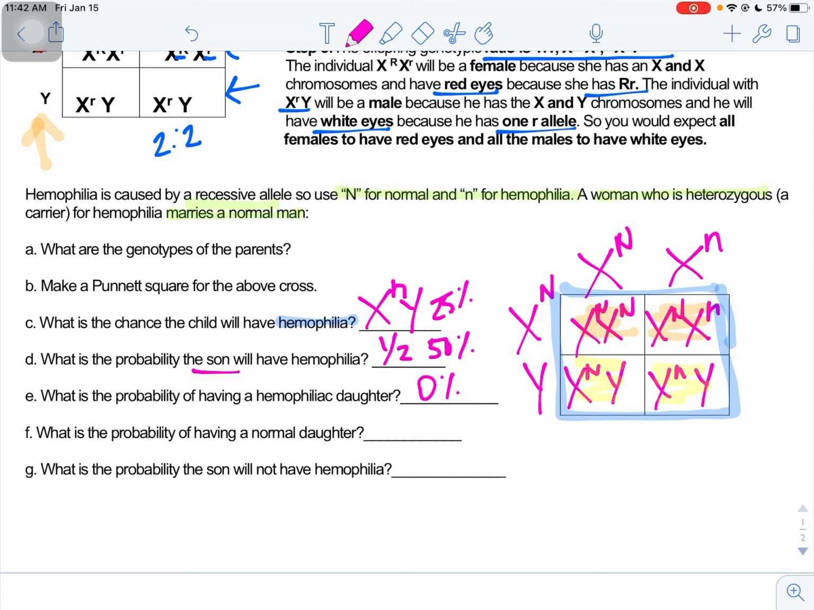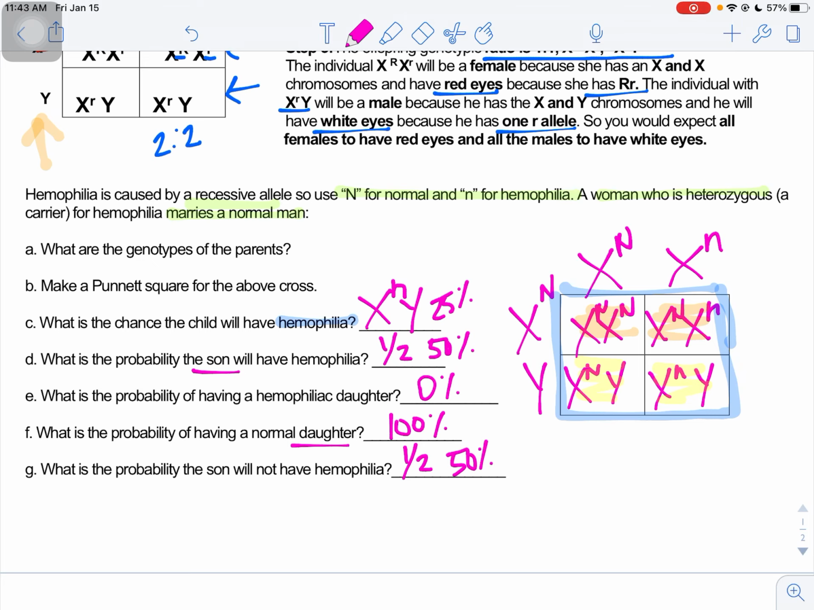So what is the probability of having a normal daughter? Again, we're looking just at the daughters because it's specified daughter. So out of the 2 daughters, what is the probability of having a normal daughter? 100%. Neither one of those girls is going to have hemophilia. And lastly, what is the probability of a son that will not have hemophilia? Again, we're looking at the sons, so the yellow. 1 son's going to have it, 1 will not. So chances of not having it, again, are 50%.